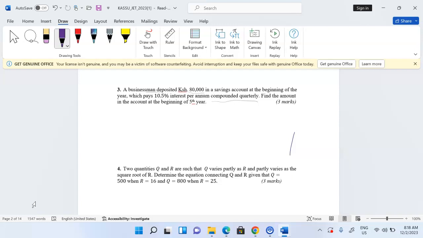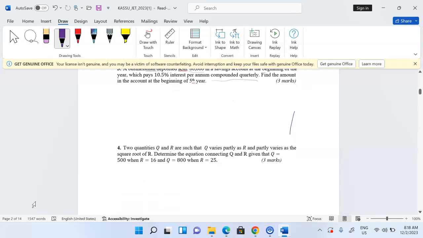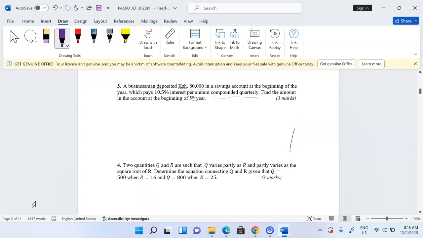Therefore, we are supposed to read this question very carefully, because we are told at the beginning of the 5th year, then it means after 4 years. Therefore, we have 4 years here.